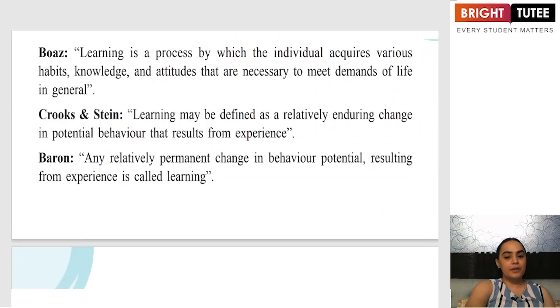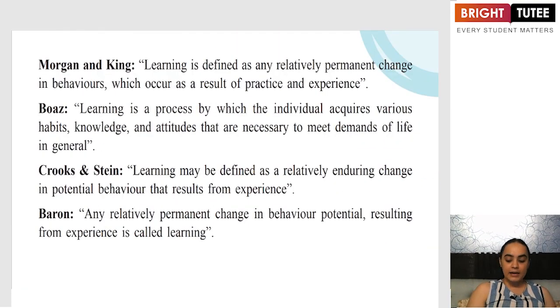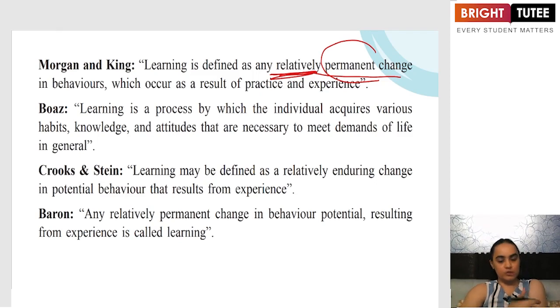Morgan and King defined learning as again a relatively permanent change. So you can see all the psychologists refer to learning as a permanent change, but added the word relatively also. So it is comparatively a permanent change which is brought over in your behavior due to your experience and practice. Bose defined learning as a process by which the individual acquires new habits, knowledge, a new attitude is developed, and so on.